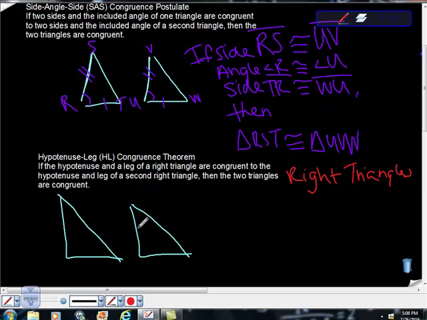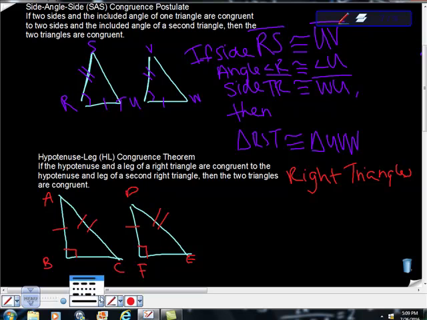Okay, so here's your 90-degree angle, and this is congruent to this side, to this side. Let's label them A, B, C, and this is D, E, F.